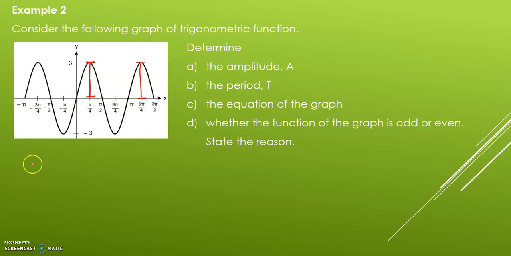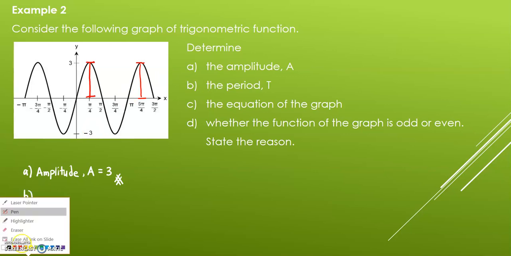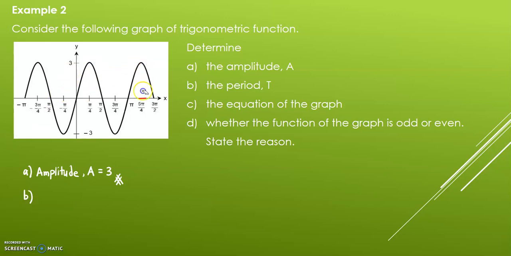So based on this question, question A, our amplitude, or A, is equal to positive 3. So here is the amplitude, the height of the graph. Next, we'll go to the period. So next, we'll look at the period.